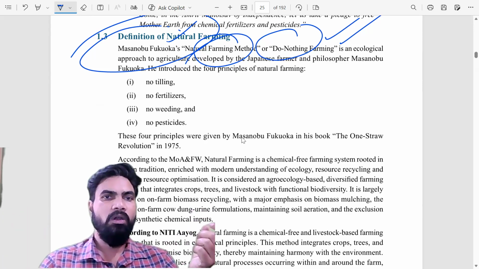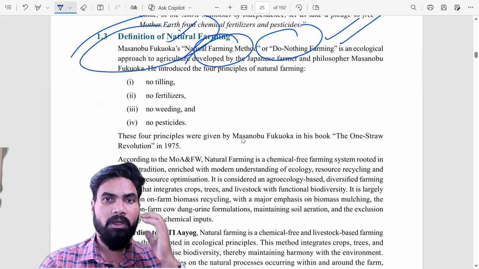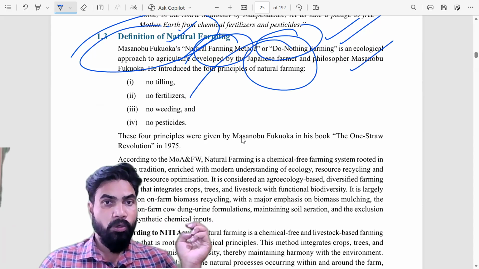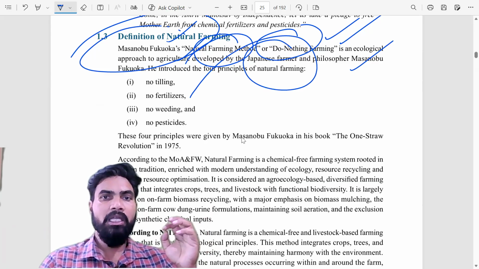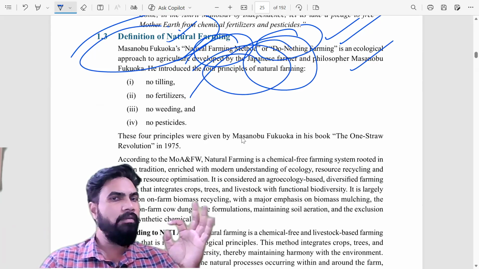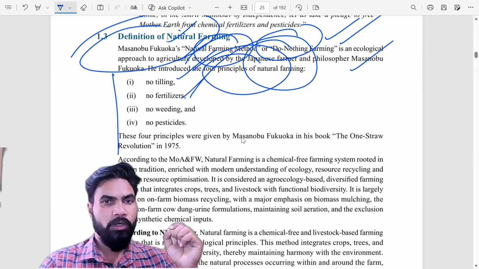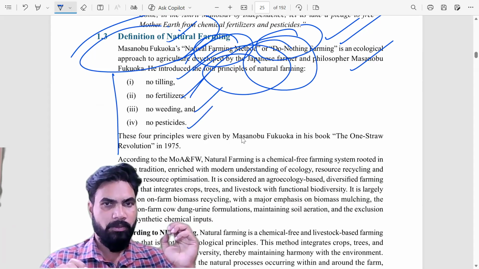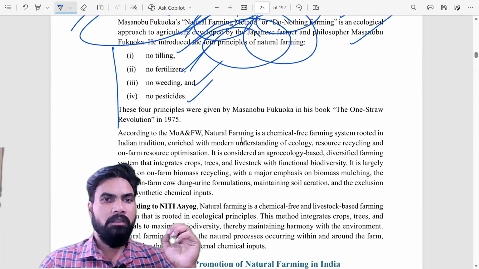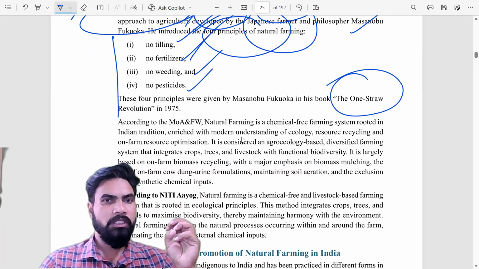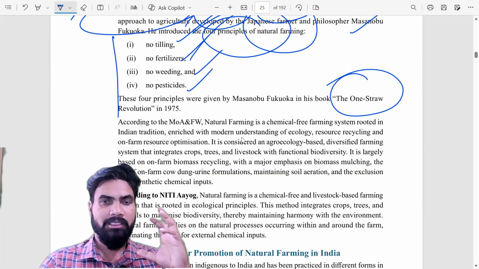It is an ecological approach to agriculture developed by the Japanese farmer and philosopher Masanobu Fukuoka. He introduced the 4 principles of natural farming. What are those 4 principles? No tilling, no fertilizers, no weeding, and no pesticides. These are the 4 principles. Like I have mentioned, the book is One Straw Revolution, written in 1970.